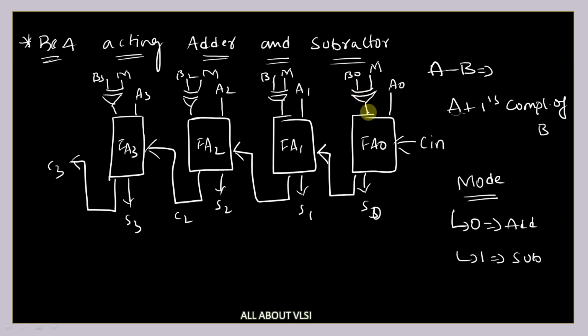That is, B0 bar will be given, A0 plus B0 bar will be added, and here A1 plus B1 bar will be given, A2 plus B2 bar, A3 plus B3 bar, that is going to be added. So this is how we are going to design an RCA which is acting as a subtractor as well as an adder. Okay, is it clear?